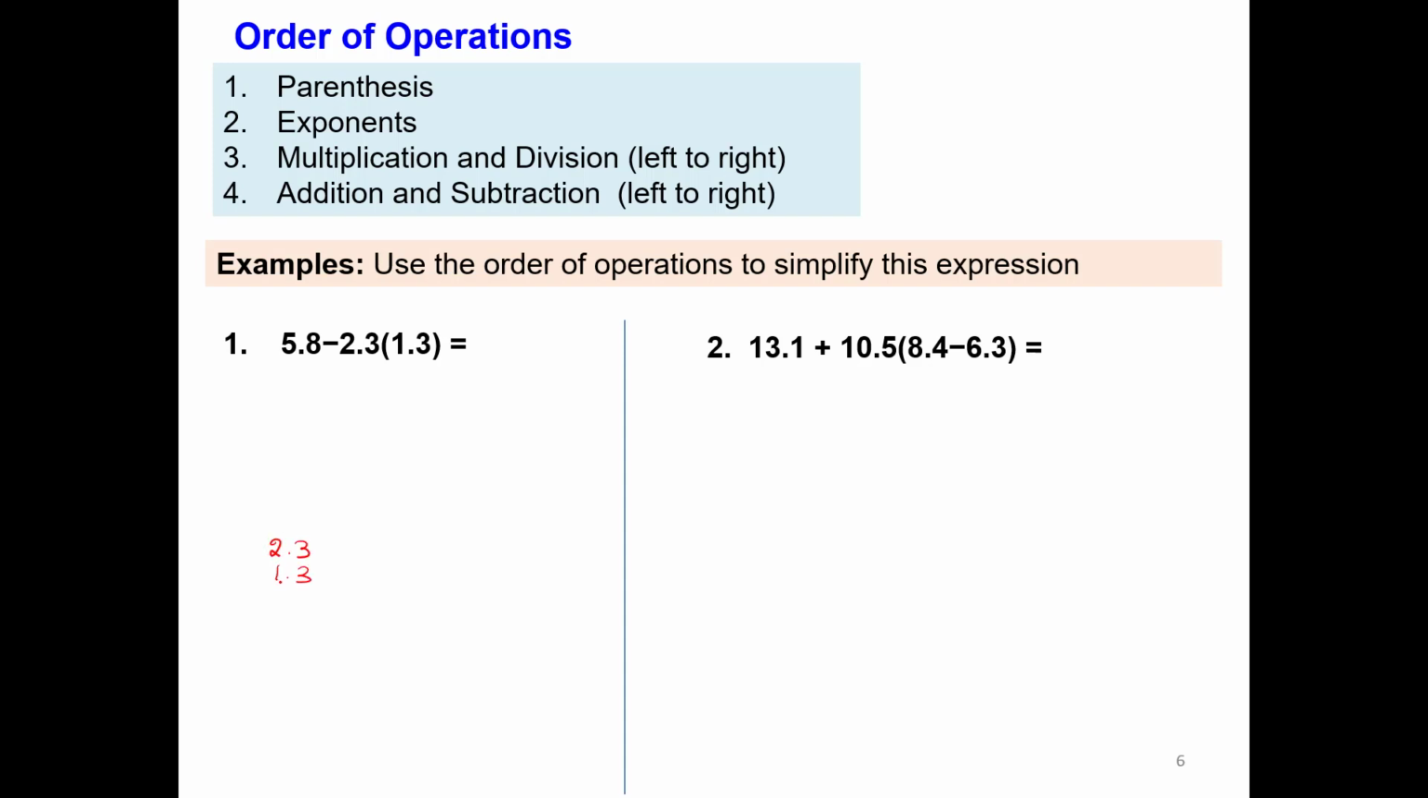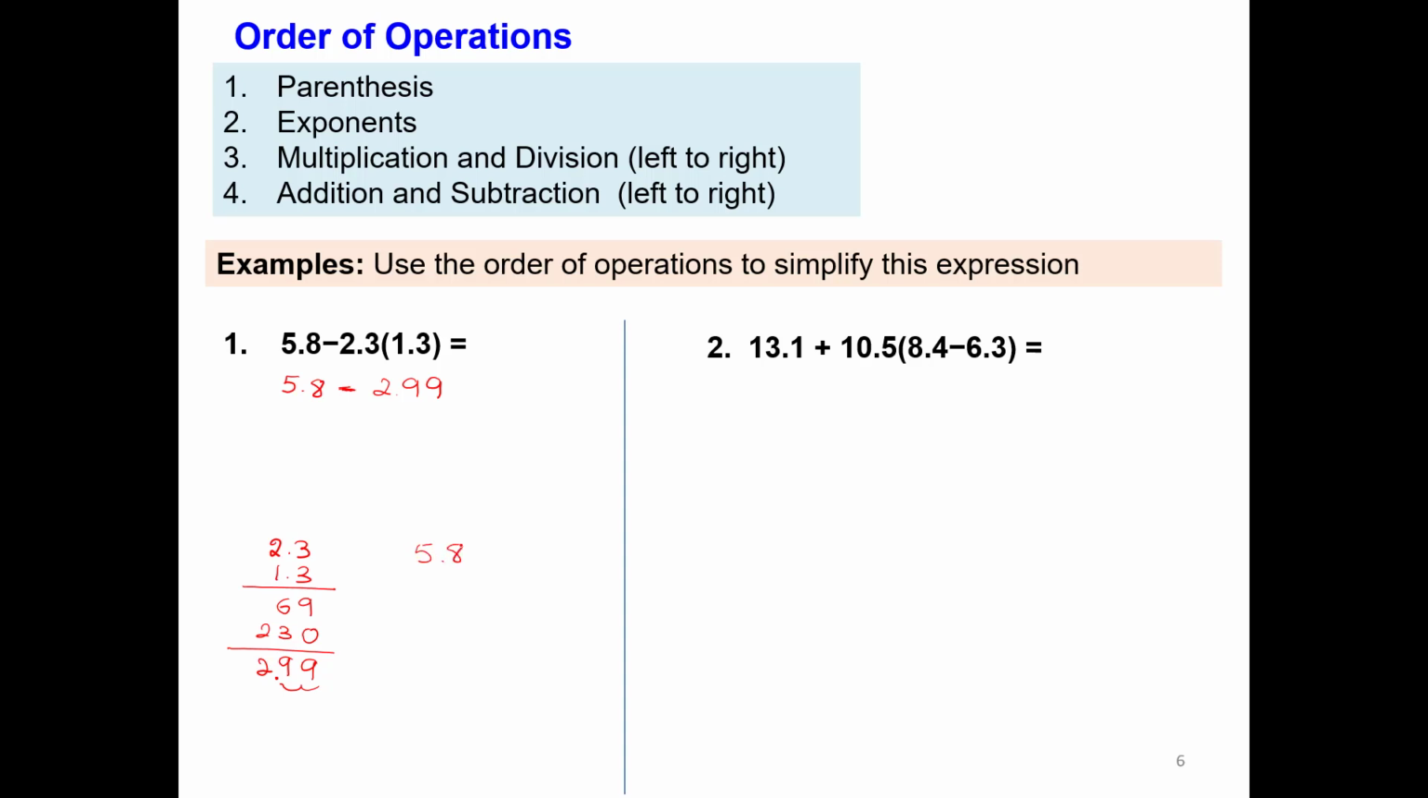2.3 times 1.3. 3 times 3 is 9. 3 times 2 is 6. Then we need to write here 0. 1 times 3 is 3. 1 times 2 is 2. 9, 9, 2. 2 decimal places. 1, 2. Then what we had here is 5.8 minus, then we need to check the sign here. Negative times positive is negative 2.99.